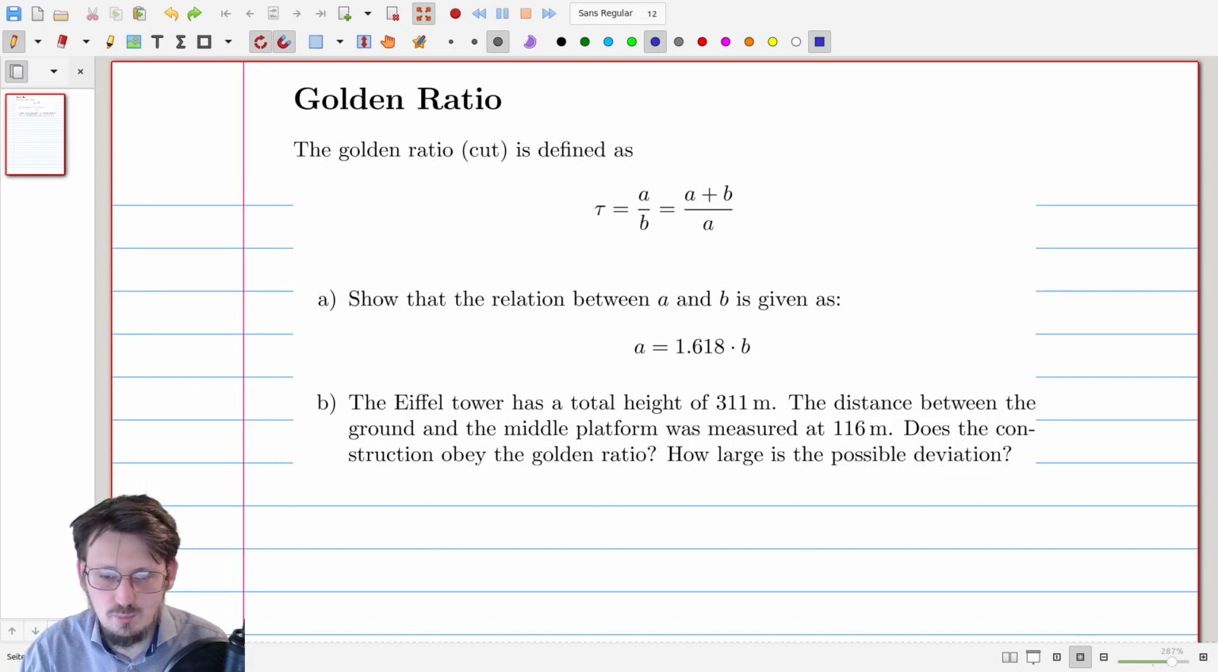Okay, welcome back to a new math tutorial. In this video, I would like to explain a few things related to the so-called golden ratio.